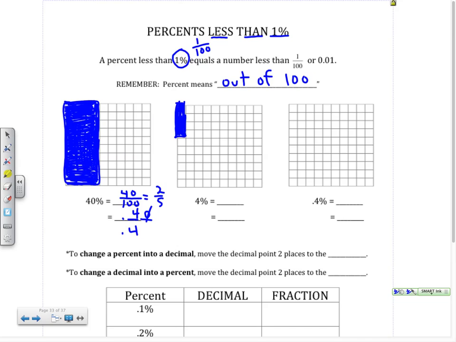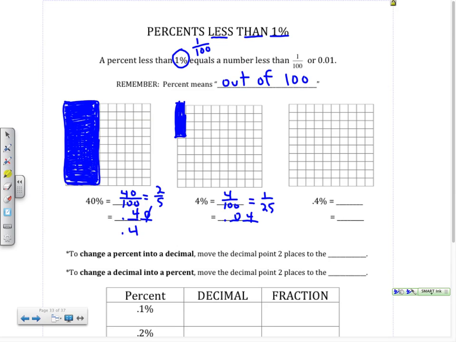The second model is actually a smaller number. 4% means 4 out of 100. So I just shaded in 4 out of the 100 units in this 100 unit grid. If I were to simplify this, I'd get 1/25. 4 hundredths written as a decimal, I've got to get to the hundredths place, is 0.04.